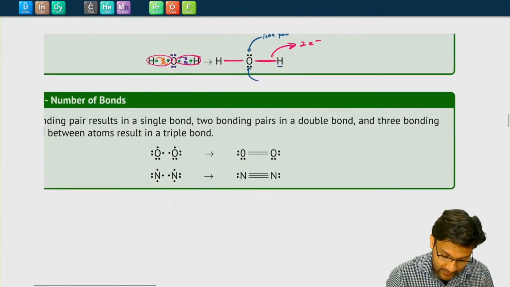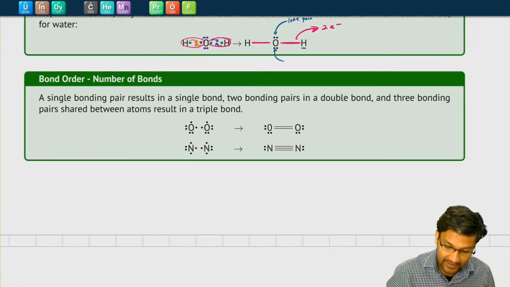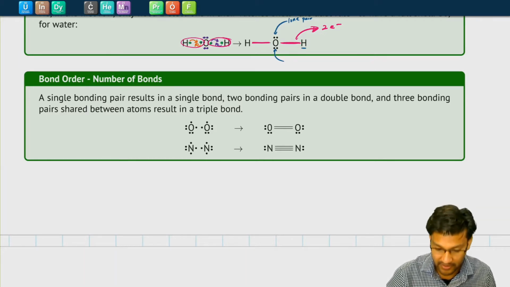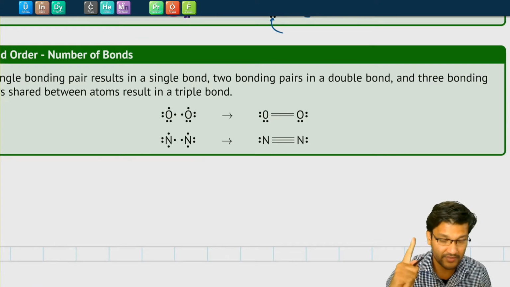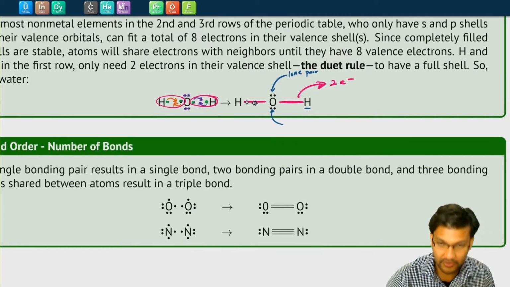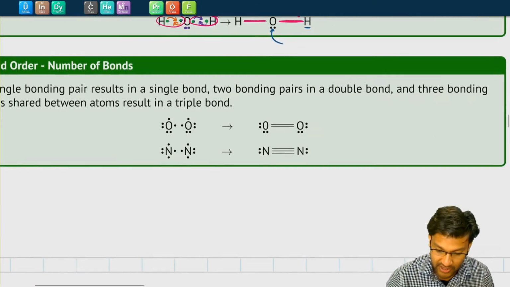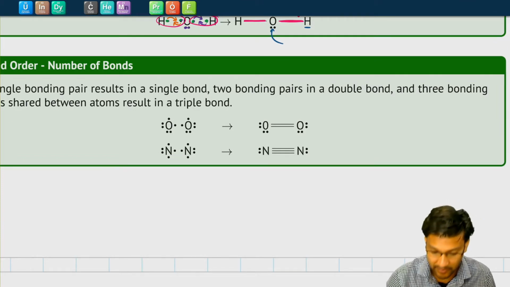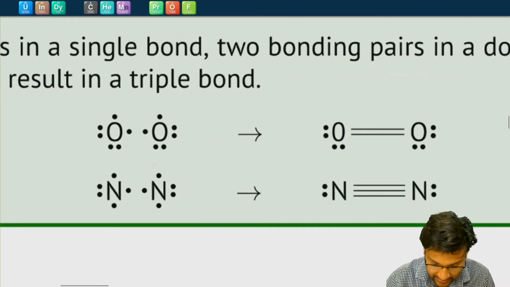All right, so the idea of sharing these pairs of electrons is responsible for what we call single, double, and triple bonds. If you're sharing 1 pair of electrons, like we did up here, you have a single bond. If you share 2 pairs of electrons, you have a double bond. If you share 3 pairs of electrons, you have a triple bond. Let's talk about that a little bit more.